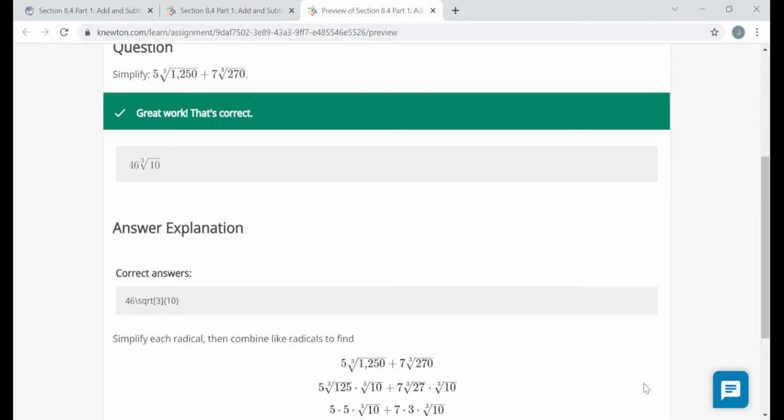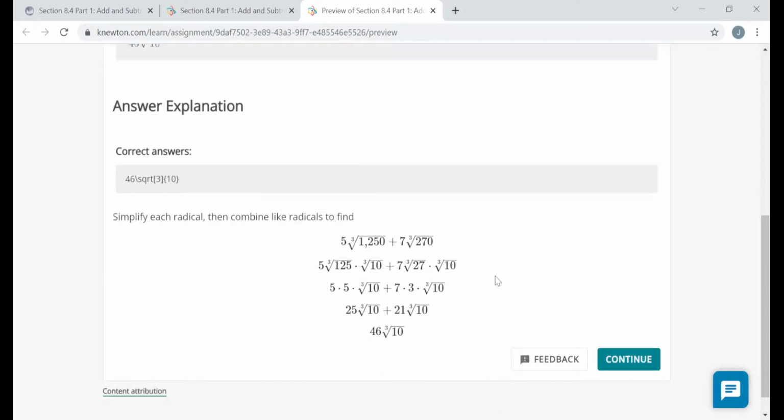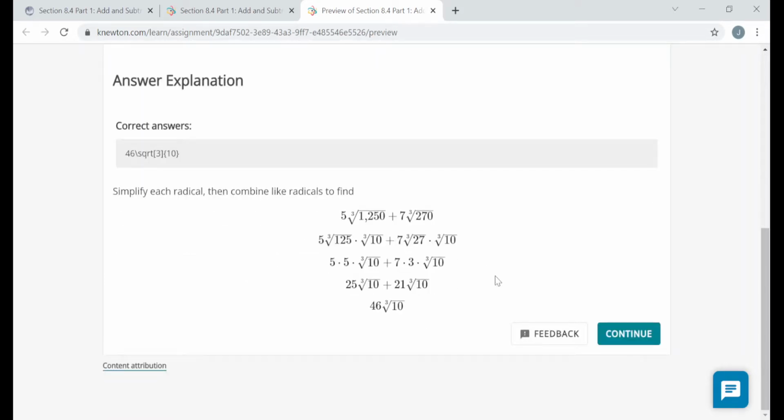All right, and at the end of every question, whether you get it right or wrong, there should be an answer explanation. I highly recommend reading through these, whether you got it right or wrong. If you got it right, read through it just to make sure that you got it right for the right reasons. Or maybe they did it in an alternate way that you find easier and might use for future questions.